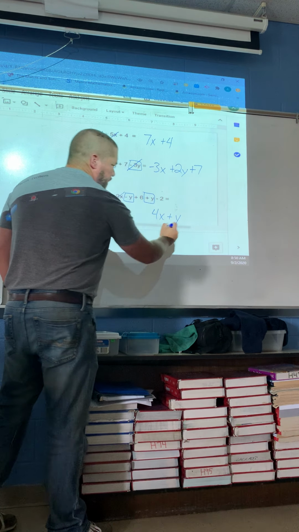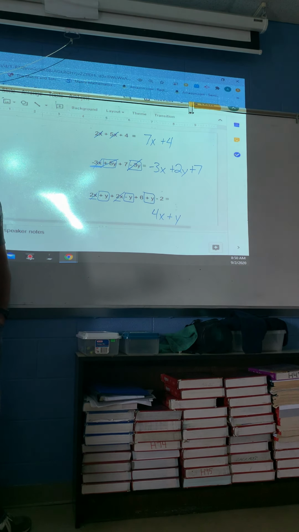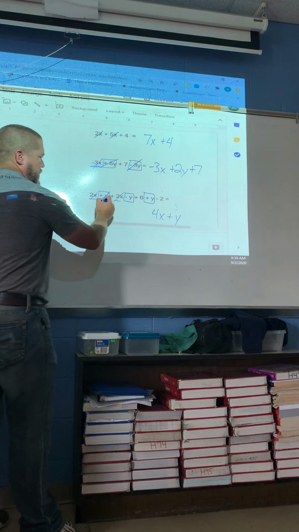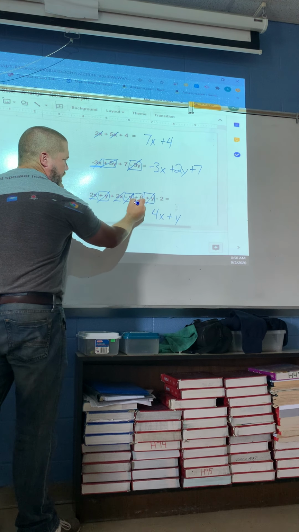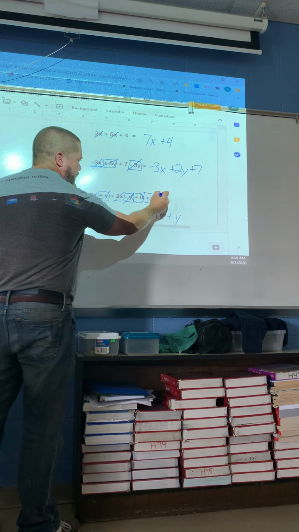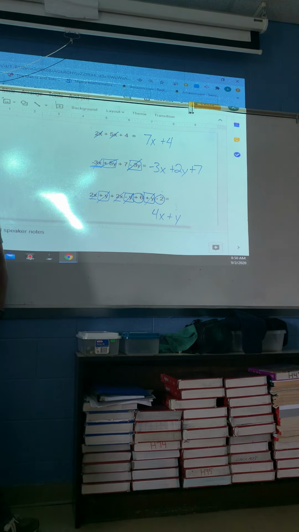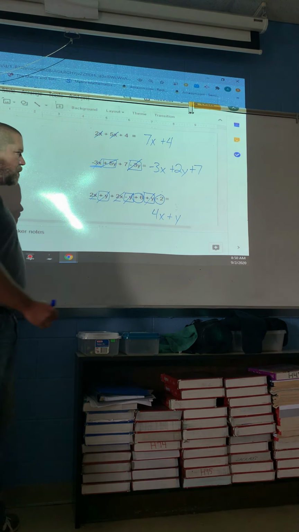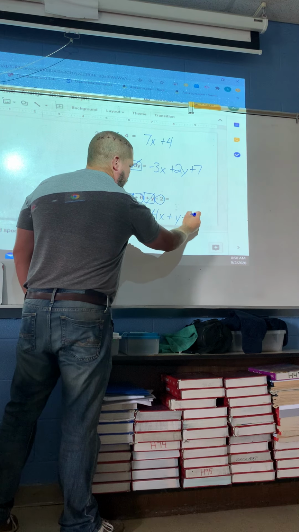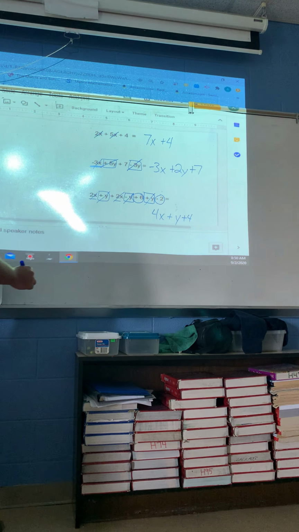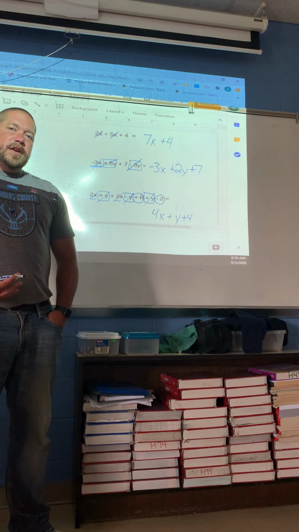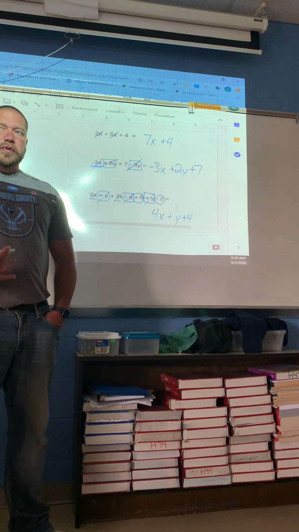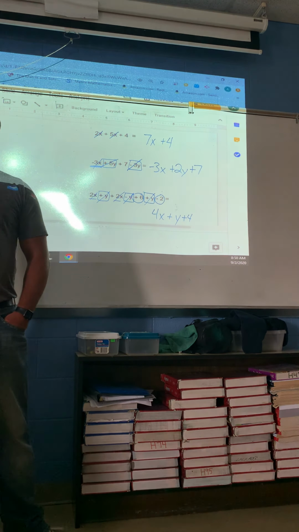Now when you have 1Y, you can just list it as Y. You don't have to put a 1 out front. And last, we have our numbers. We have a +6 and a -2, so we're just combining those two. If I have 6 and I take 2 away, I'm left with 4. So basically when we're combining like terms, all we're doing is taking the similar items and putting them together, whether they're positives or negatives, we add and subtract.